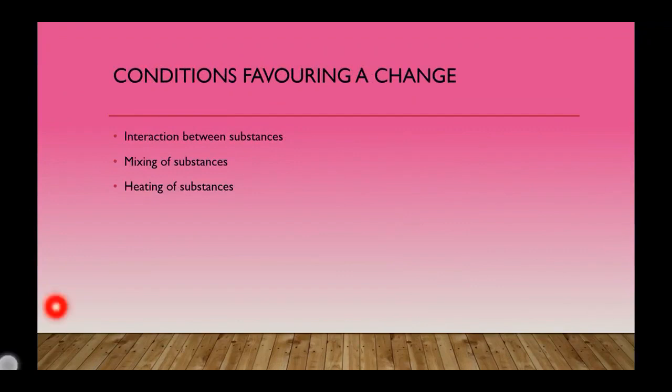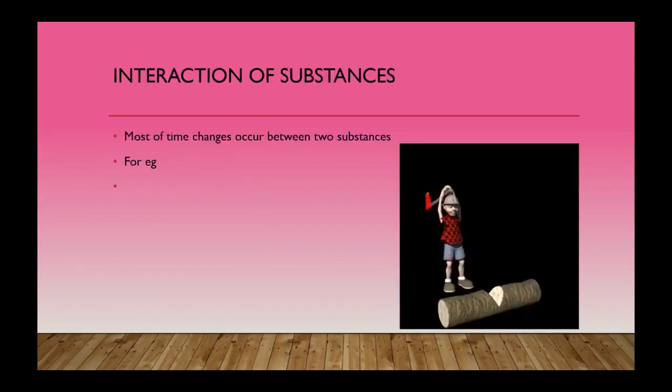There are three conditions possible. One is interaction between substances, mixing of substances, heating of substances. These are the conditions which favor a change: interaction between substances, mixing of substances, heating of substances. So one by one we can see them with an example.